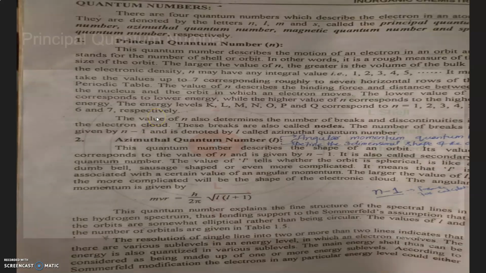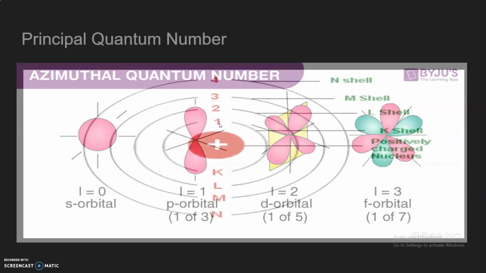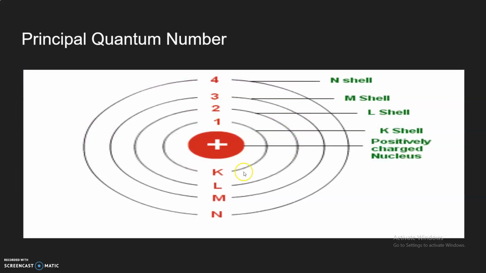So let's see this principal quantum number here. Now this is your nucleus, and these are the energy levels, or sometimes you call it the shells. This is the first shell, second, third, fourth, and up till 7 it goes. So you can see if n is equal to 1, it's K shell. If n is equal to 2, it's L shell or energy level. So this is the principal quantum number. That's it.